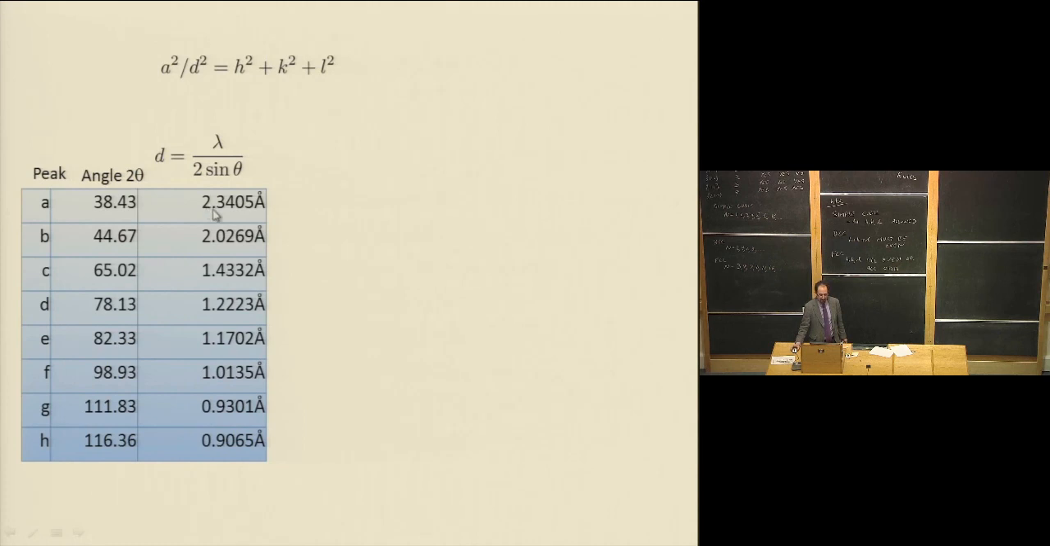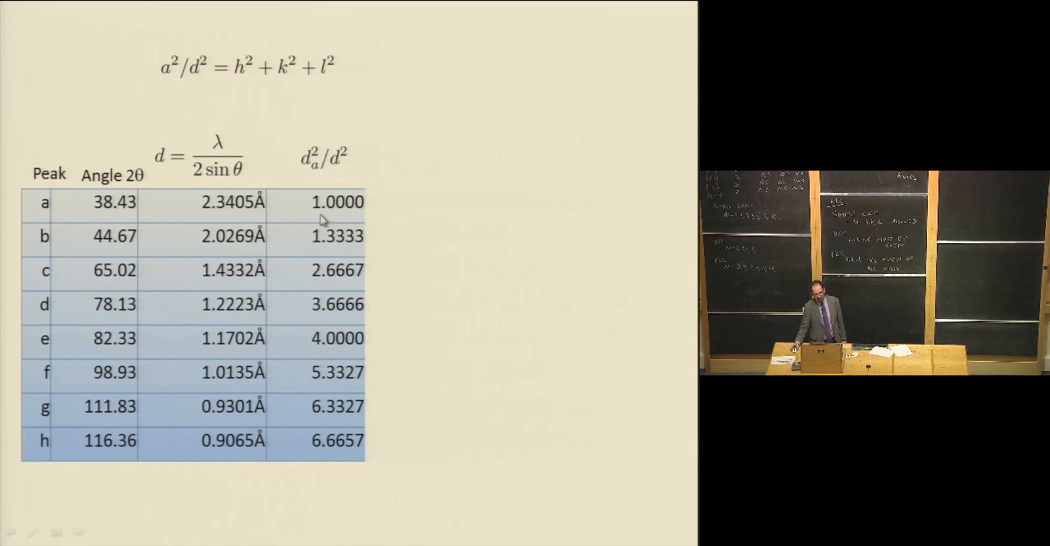So how do we do that? Well, let's declare this number here, 2.3405 angstroms. We'll call that d sub a. And we'll make a table of d sub a squared over d squared, where d is all of these possible values of d. So the first slot is, by definition, 1. 2.3 squared over 2.3 squared is 1. But the second one, 2.3 squared over 2.02 squared, is 1.33, and so forth and so on.